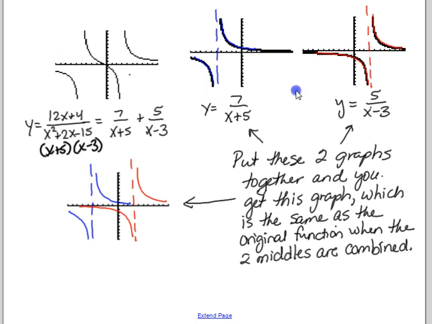If I were to graph each one of these separately, notice this has the vertical asymptote at -5, and this one has a vertical asymptote at 3.